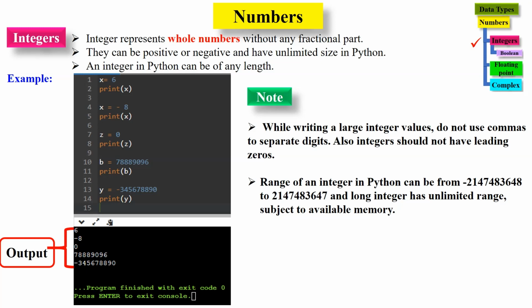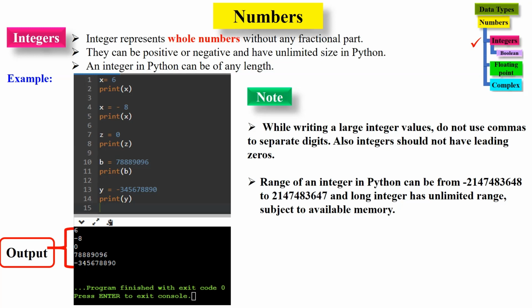In example 3, a variable named z is created and assigned the value 0. This means that the integer 0 is stored in the variable z. The print function is used to display the value of the variable z on the console. In this case, it will print the value 0 as output.